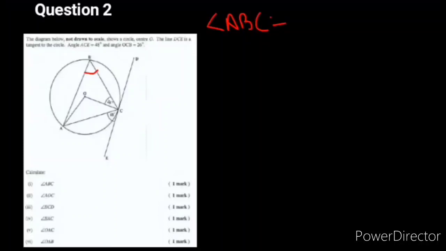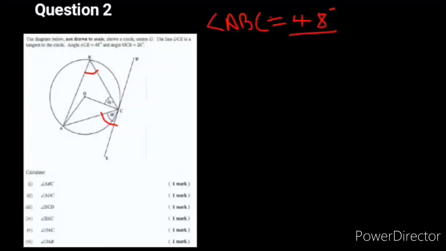From theorem 6, which is the alternate segment theorem, we know that whatever our angle is here, our angle would be the same at B. So our angle there at our chord and tangent is equal to 48 degrees. Therefore, our angle ABC would equal 48 degrees as well.